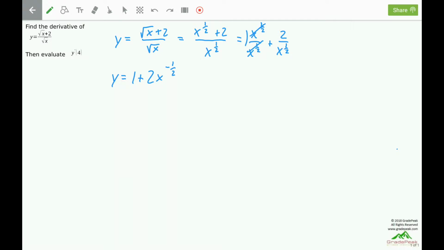We can now take the derivative, y prime, or dy dx. The first term is a constant with no x's. The derivative will be a 0. The second term will follow a power rule, so let's bring the power down, negative 1/2. It'll multiply the 2 that's already there. And then x to the negative 1/2 minus 1, or minus 2 over 2.